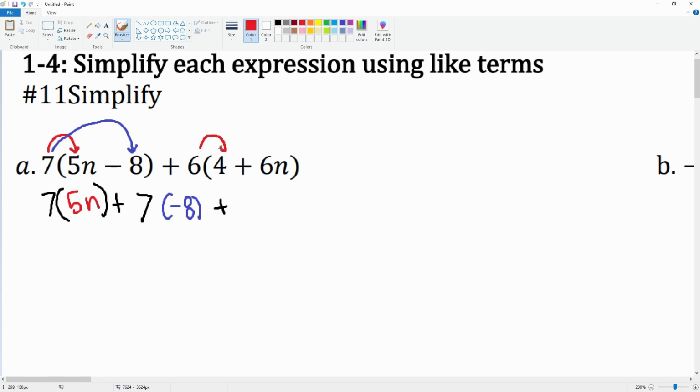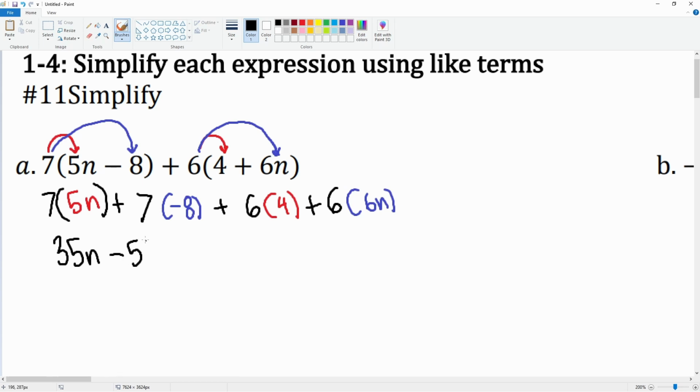So the 6 is going to be multiplied to the 4 here. Then we have the 6 is going to be distributed to the 6n here. So 6n. And that 6 is going to be distributed to it and bring down the plus symbol. Okay, that's how it would look like. 7 times 5n is 35n. The 7 times 8 is a -56 because it's a positive 7 times -8. Then we have a 6 times 4, which is going to be plus 24. Then we have a 6 times 6n, which is going to be plus 36n.